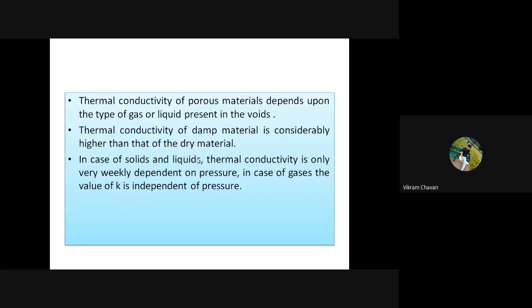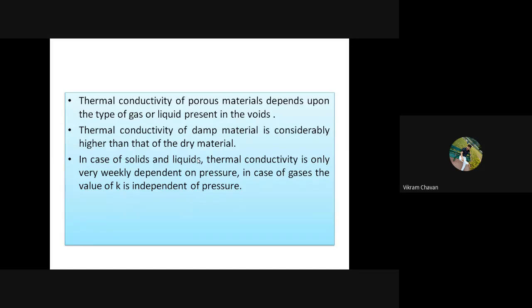And the thermal conductivity of porous materials depends upon the type of gas or liquid present in the voids. So the voids are filled by which gas or which liquid, and on that particular gas or liquid the thermal conductivity of a porous material depends.